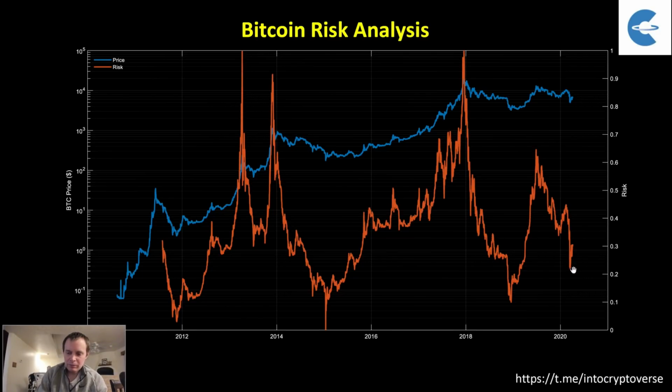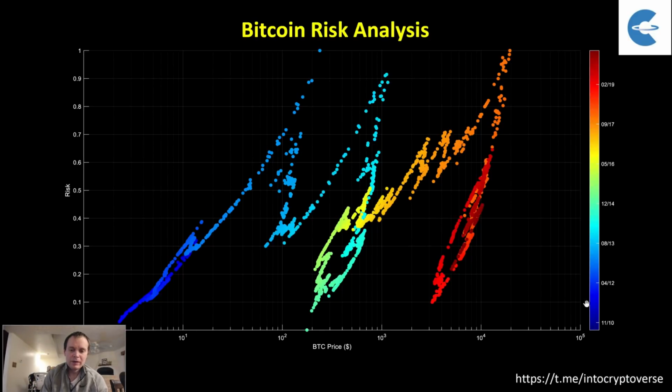So here it is numerically. You can see we've come down to the 0.2 level. Remember, we actually did come down to 0.13 if you were to take into account minute data. But still, even here, the risk level is right around that 0.3 regime. If we come down lower, I would just consider that yet another opportunity. Here's just for fun, just to plot the risk versus the price of Bitcoin.